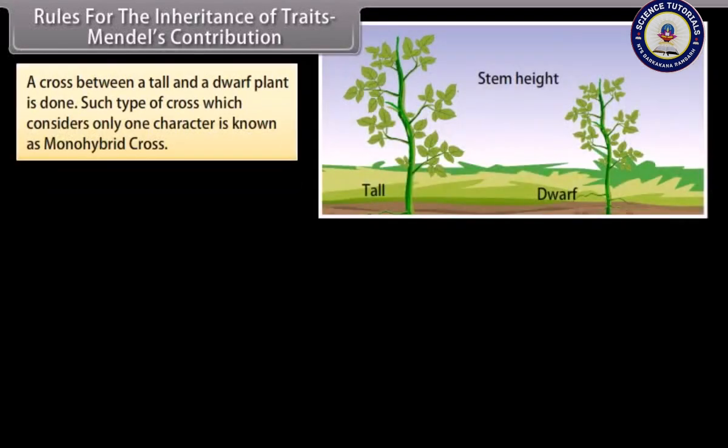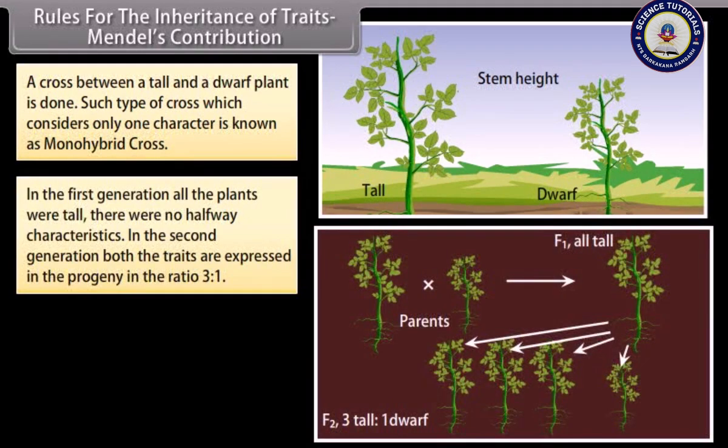A cross between a tall and a dwarf plant is done. Such type of cross which considers only one character is known as monohybrid cross. In the first generation, all the plants were tall. There were no halfway characteristics. In the second generation, both the traits are expressed in a progeny in the ratio 3:1.